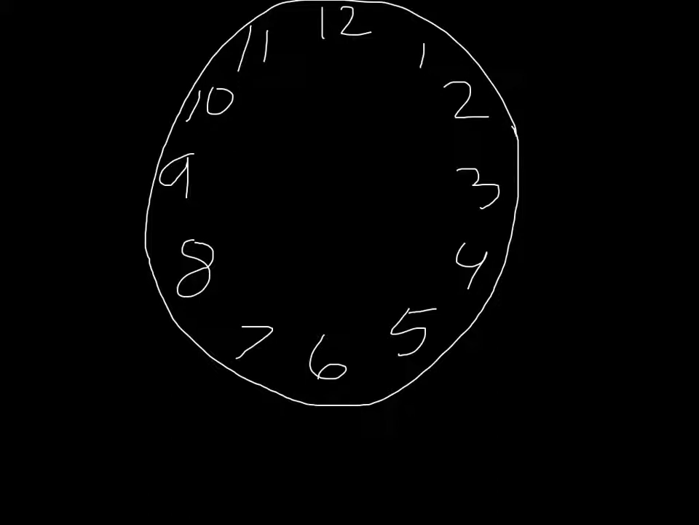What you do is, since the denominator of one half is 2, you do 12 divided by 2, which equals 6. So you draw a line from 12 to 6. See? It's half.